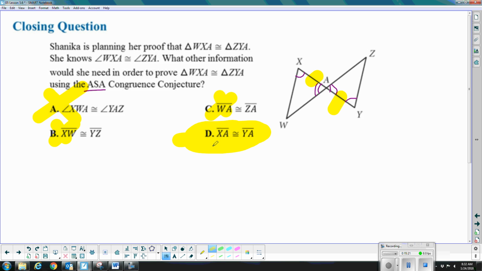Okay, so make sure that you read again through the whole question, and then use your diagram to mark the information that you know.